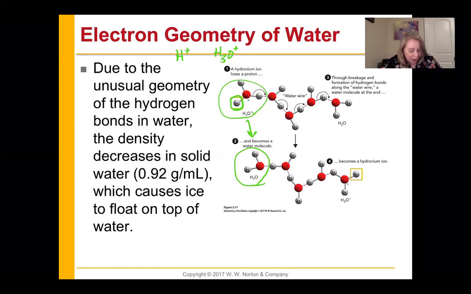What's going to actually happen is that you're going to have breakage and formation of hydrogen bonds, right? It's going to break and form, break and form, break and form, until a water molecule at the end of this line, and this is showing a really short line. It's not really true, it's kind of a longer line. But that one at the end, guess what? That one becomes a hydronium ion. And so they call this the water wire property of water.